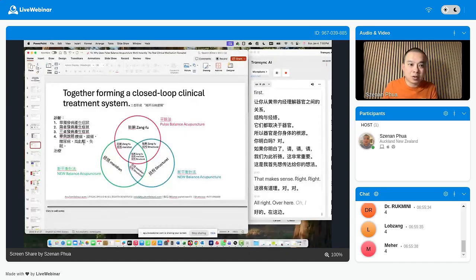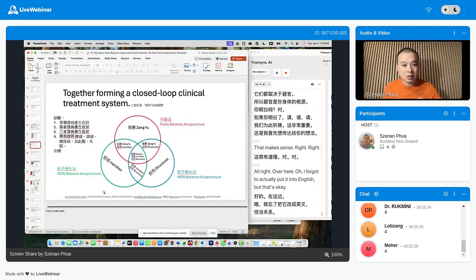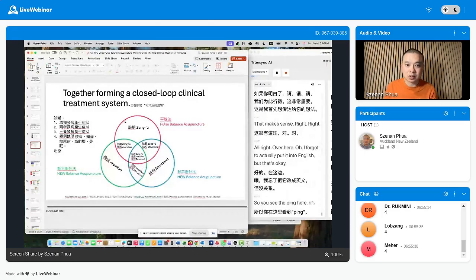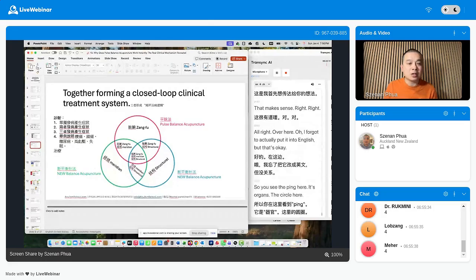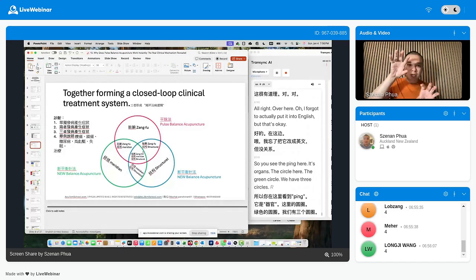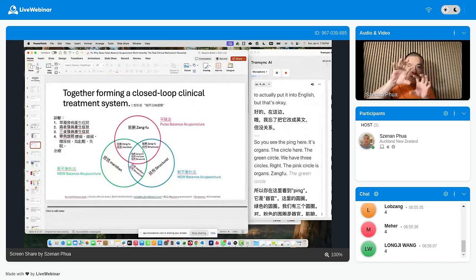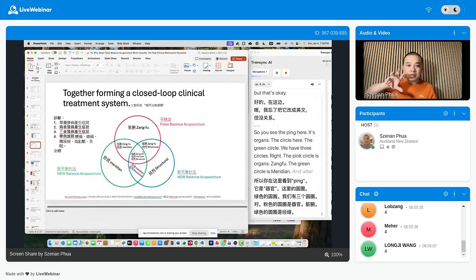Oh, I forgot to actually put it into English, but that's okay. So you see the pink here, it's organs, the circle here. We have 3 circles, right? The pink circle is organs, 脏腑. The green circle is meridian, and the blue circle is structural.